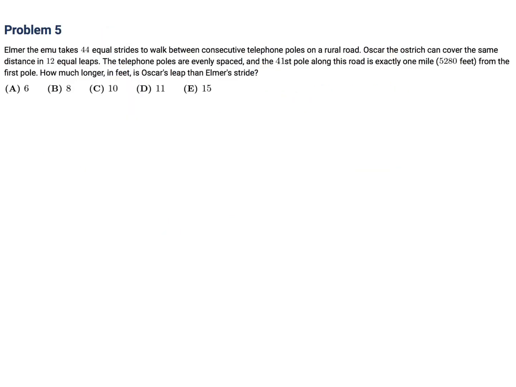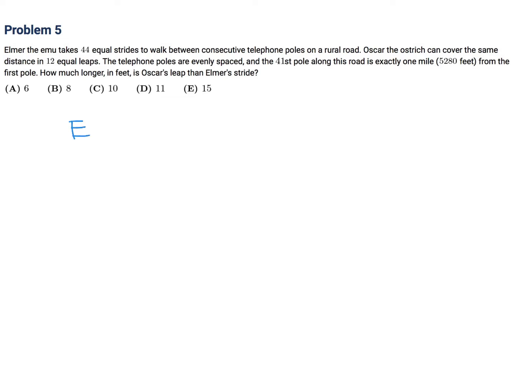Problem number 5. Elmer the emu takes 44 equal strides to walk between consecutive telephone poles on a rural road. Oscar the ostrich can cover the same distance in 12 equal leaps. The telephone poles are evenly spaced, and the 41st pole along this road is exactly 1 mile, 5280 feet from the first pole. How much longer in feet is Oscar's leap than Elmer's stride?